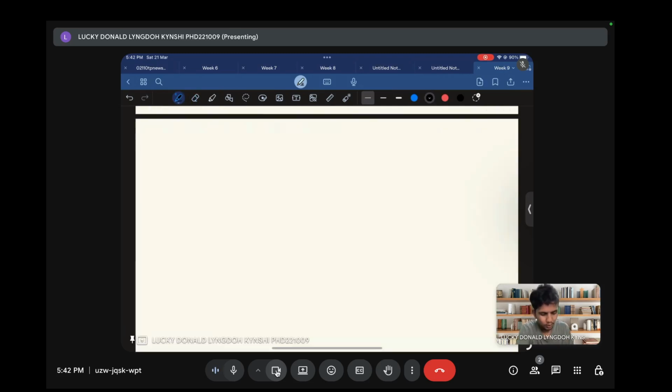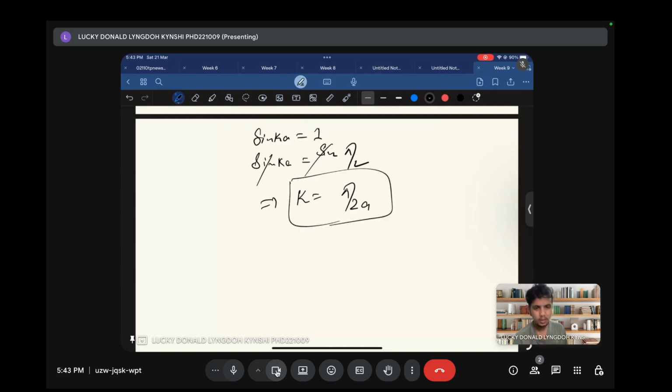So you get sine ka equal to 1, which is equal to sine of pi by 2, right? Because sine of pi by 2 is equal to 1, so sine and sine get cancelled, and we get k equal to pi by 2. You see that the velocity will be maximum only when k is equal to pi by 2a. That is, the wave vector is equal to pi by 2a. Other than that, the velocity will be lower.